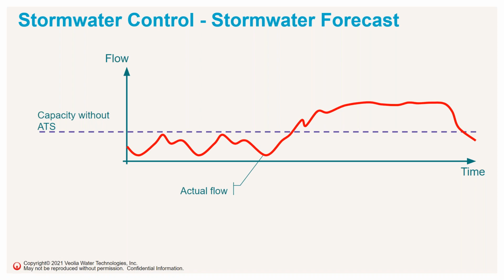So now we're drawing a flow here. We can see that there's a normal flow in the beginning, and then at some point it probably starts raining and the flow rises. It rises so much that it goes above the capacity of the plant. If you're able to introduce aeration tank settling, you're introducing a temporary clarifier. You're therefore raising your hydraulic capacity. That's why we now have a new purple line above the previous one.